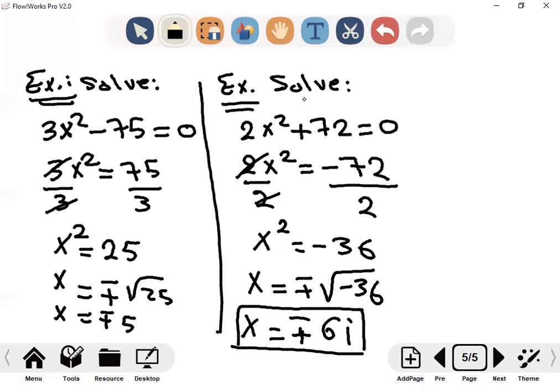Got it? Again, if the question said solve the following equation in real numbers, can x power 2 be negative? No. Power 2 cannot be negative. So in this case we say no real solutions. No what? Real solutions. Because these solutions are what? Imaginary solutions. They are not real. Yes.